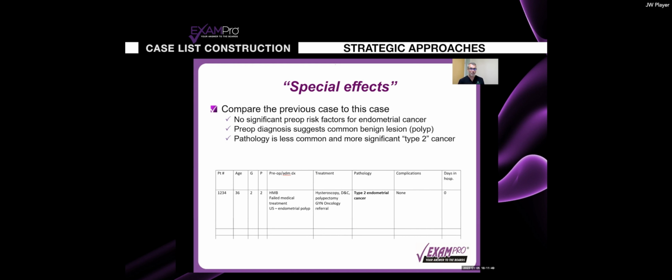Now, the way it's worded would lead me, if I was an examiner, to think about asking you, well, what is a type 2 endometrial cancer? And you might choose on your case list, instead of saying type 2 endometrial cancer, to list the specifics of that diagnosis, the cell type of that cancer, the histologic type of that cancer, and that would be fine. But the point I'm making here is that this case makes a little more sense for using a special effect.